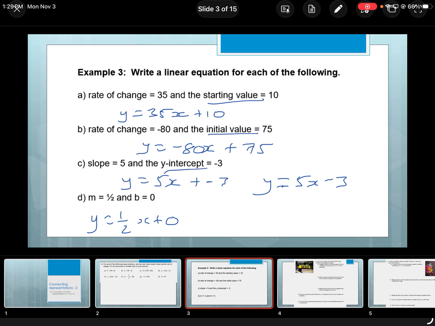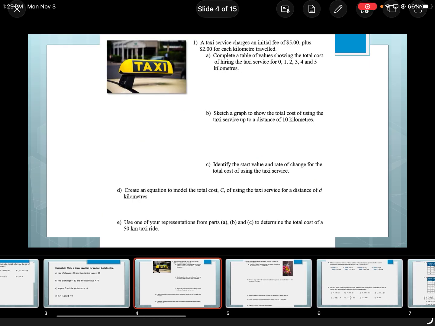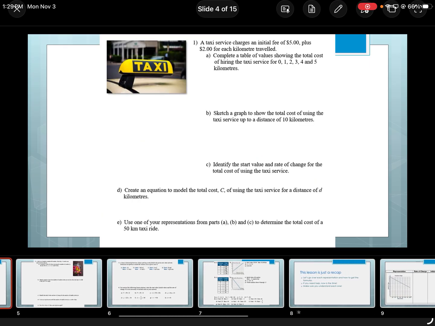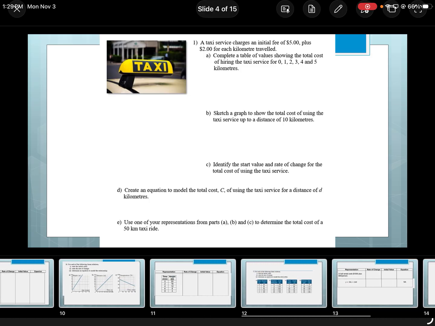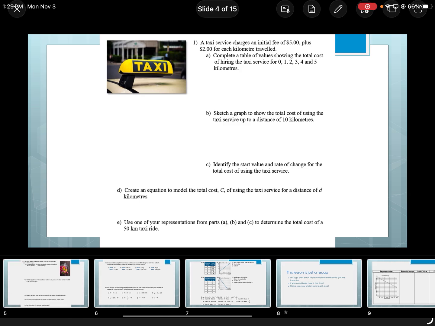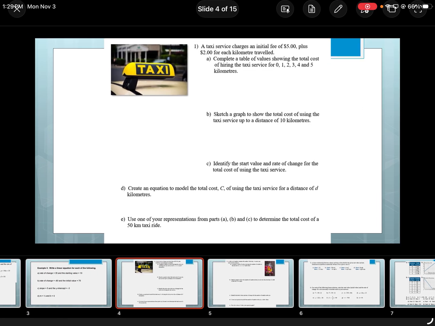Okie dokie. So we're going to go through 3 sets of questions, and then we're going to talk about what the representations are again. So here we go. A taxi. Have a go at this question if you can, and then I'll go through it.